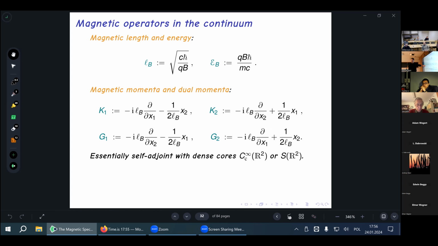but I will still keep L here because look, what happens when B goes to 0? When B goes to 0, L explodes. Then in some sense, the limit of zero magnetic field will be a singular limit for everything I will say. Indeed, all the results that I will present are valid at nonzero magnetic field. I would like just to stress this point.